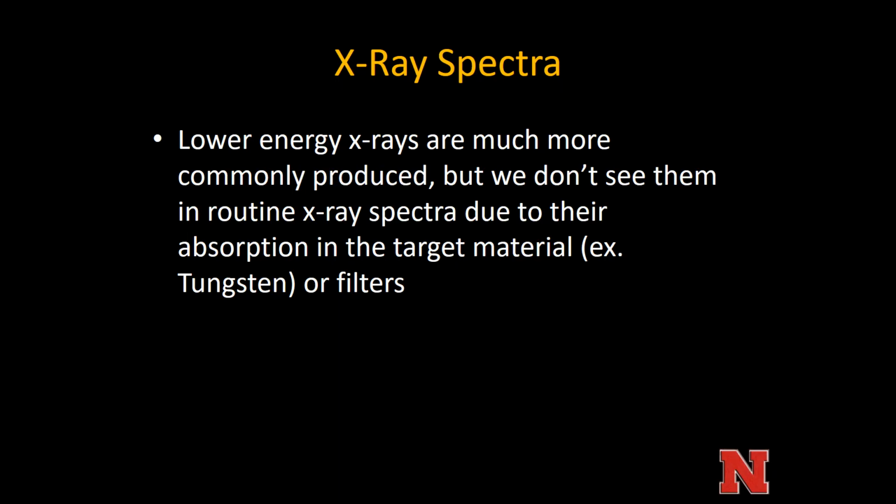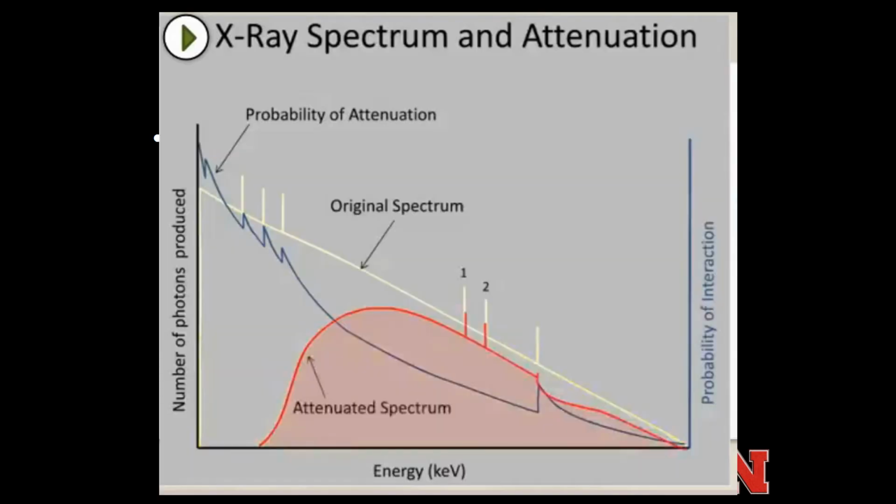Alright, X-ray spectra. Lower energy X-rays are much more commonly produced, but we don't see them in routine X-ray spectra generated during diagnostic imaging because they are absorbed in the target material, for example in the tungsten anode, or alternatively in filters that we set up to purposely get rid of them. So if you look at the original X-ray spectra from a diagram, it would be somewhat of a linear fashion from the lowest energy photons all the way up to the highest energy photons or X-rays. This is the original spectrum with spikes from characteristic X-rays.